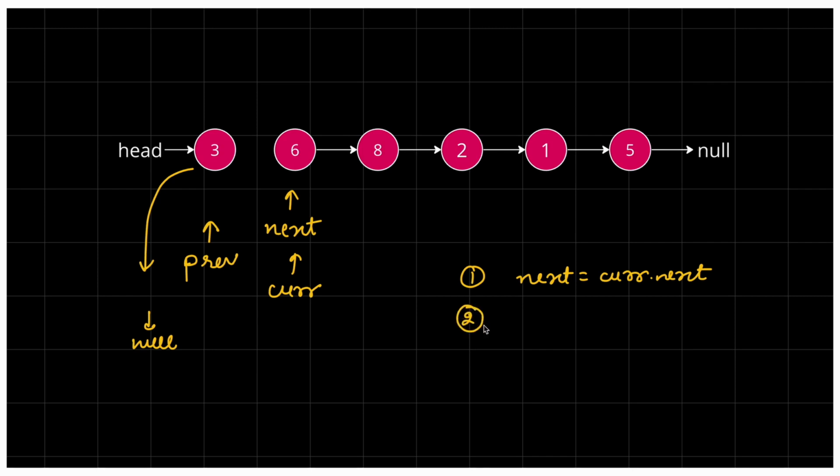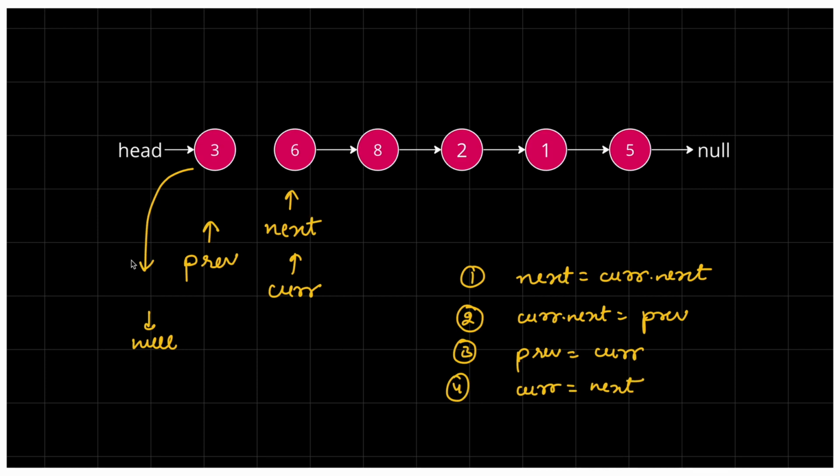So the second step that we did is, first of all, we made sure that next will be pointing to the current node next. Second, what I did is that current dot next will start pointing to previous. This is the second step that I have done. Third step, previous now will start pointing to current, and at the same time current will start pointing to the next node. These are the 4 steps that I have done in this particular first step, right?